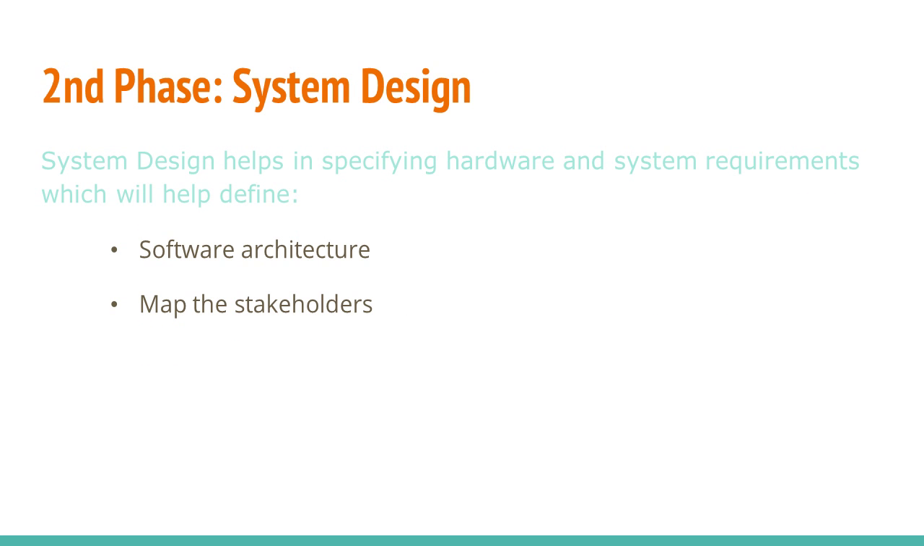In the system design phase, we will use the requirements specification from the first phase to define the system architecture, and in this phase we will also map the stakeholders.